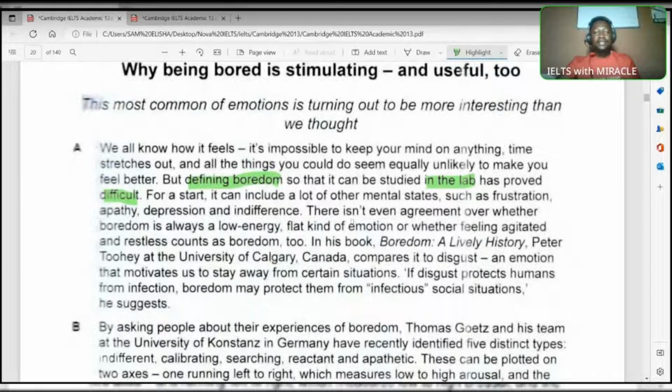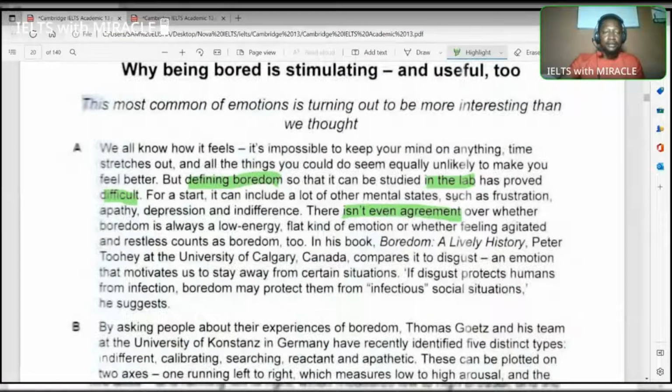It can include a lot of mental states such as frustration. Now, if you even look at the last sentence, they said, if disgust protects humans from infection, boredom may protect them from infectious social situations, he suggests. So they even went here that there isn't even agreement over what boredom is. Nobody has agreed what boredom is.